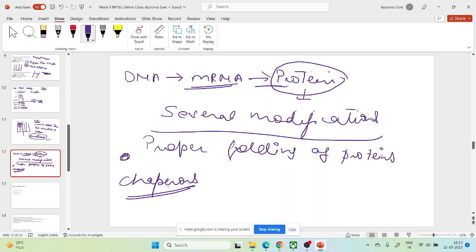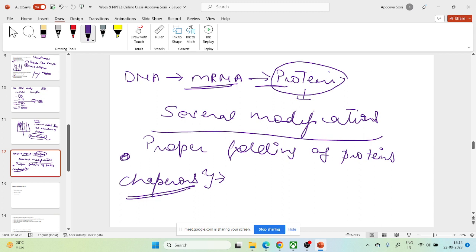Yes, different kinds of chaperones have different functions. In general, chaperones prevent the misfolding of the proteins, and they help in the proper folding of the proteins also. So there are different kinds of chaperones. Some chaperones prevent the misfolding, and some chaperones help in the proper folding.